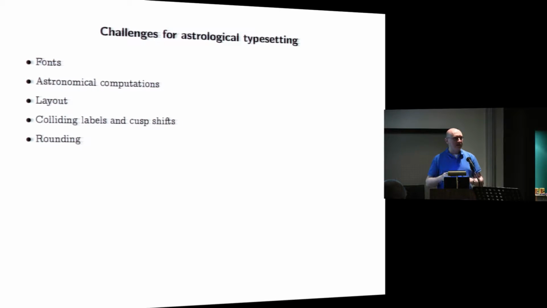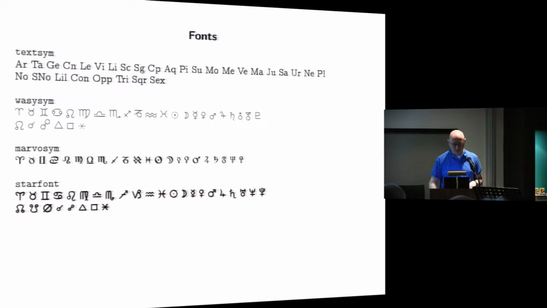There's an issue of colliding labels. If Venus and Mars happen to be right on top of each other in the sky, that's astrologically very important, but you don't want to plot the labels right on top of each other. And this is behind the scenes, but there are interesting questions about how you round numbers to lower precision. So fonts, you could just use abbreviations in your text font. That looks okay, but it's not as nice, right?